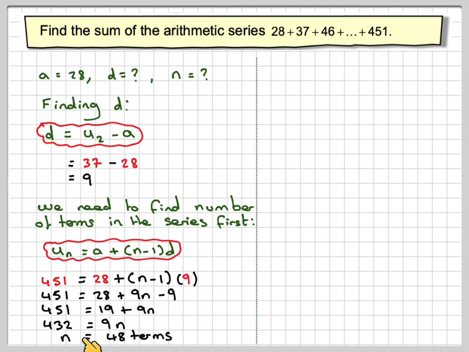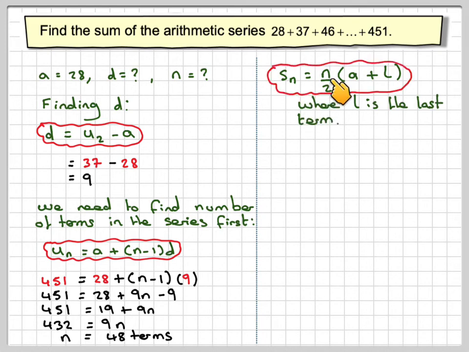Now, a word of warning here, n would have to come out to be an integer value, a positive integer value, because it means the number of terms. So, using the sum of an arithmetic series, when you know the first term and the last term, that's n over 2 of the first term plus the last term. So S of 48, the sum of the first 48 terms, is going to be 48 over 2, because n is 48, of 28 plus the last term, which is 451.